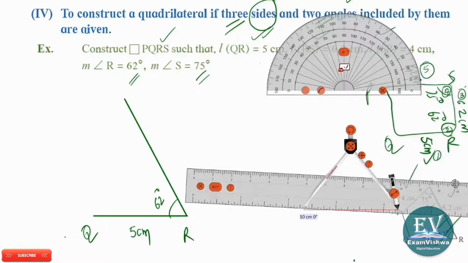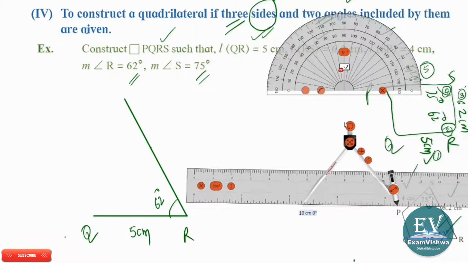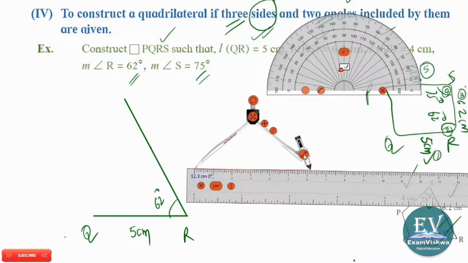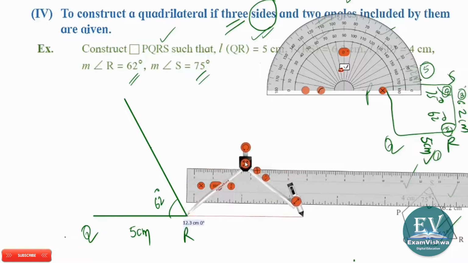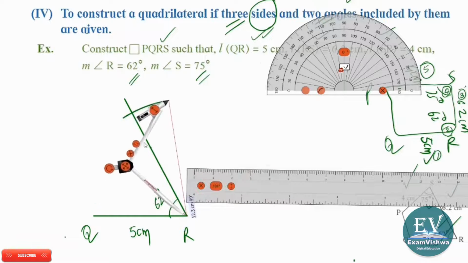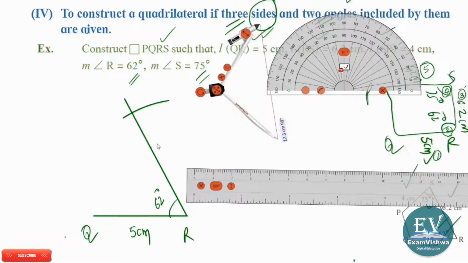Diagram construction should be done quietly, coolly and with a lot of patience. Then it will come out accurately and perfectly. Take 6.2, mark it on the side RS as you got now. The point of intersection of 6.2 centimeter is the point S.